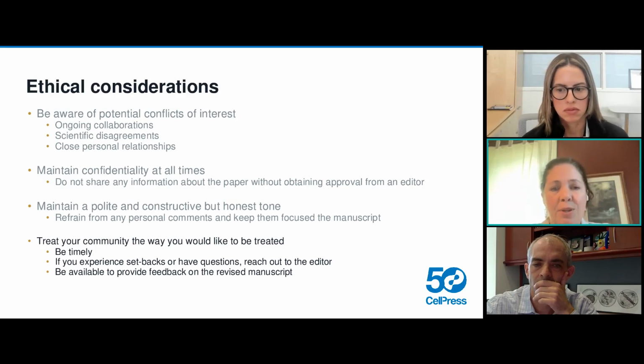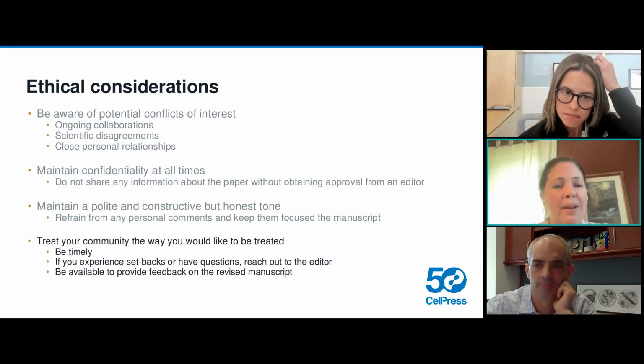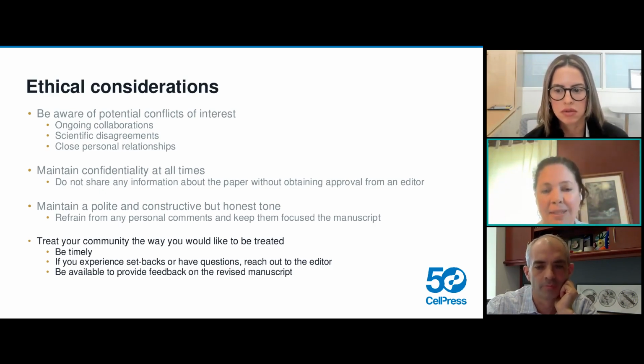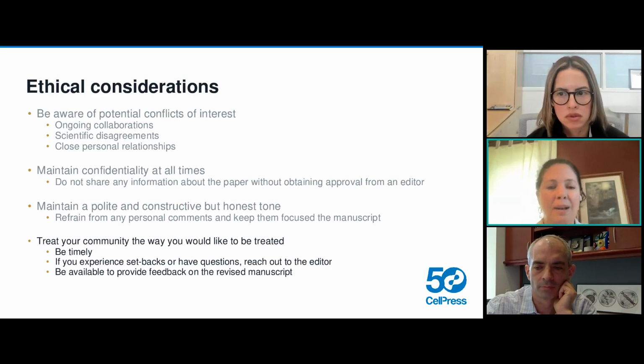Treat your community the way you want to be treated. So be timely. We're all people. We all have unexpected things happen. People get sick. People have unexpected life events, and these do happen, and they can delay things. And if they happen, communicate with the editor, share the information. We all understand these things happen, and transparency is usually the best way to proceed with all of this.